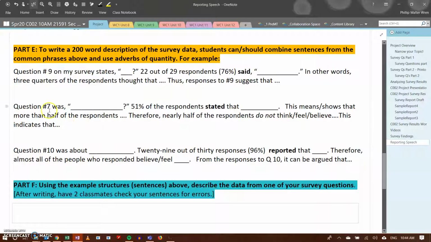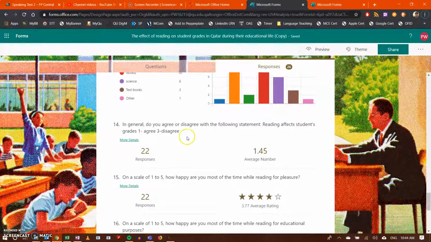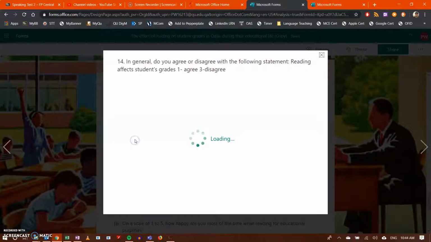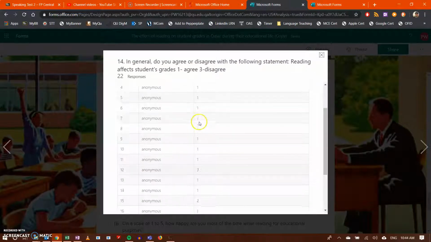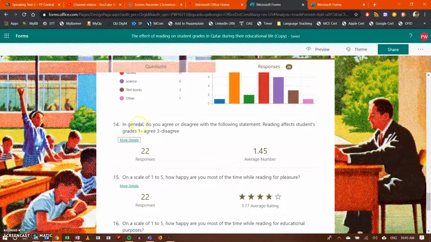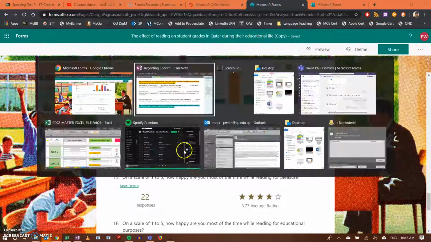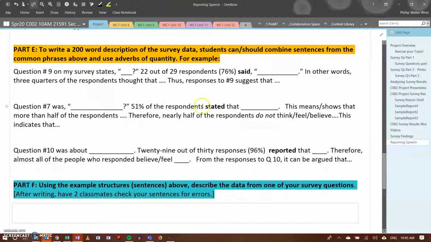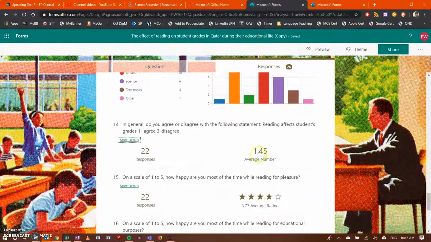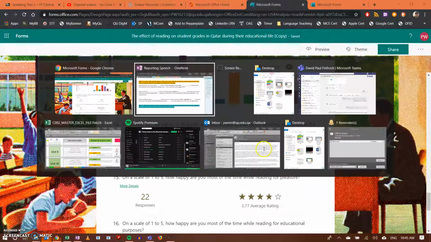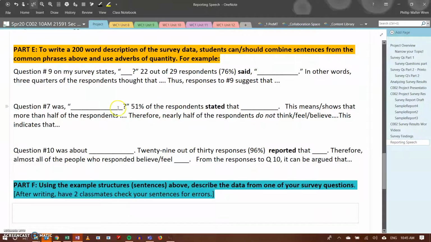Alright, let's look at number 14. Question number 14 was a ranking question which asked students to say whether they agree or disagree with the statement, reading affects students' grades. The average response, out of 22 responses, let's look at some more details, with 1 being agree and 3 disagree, was 1.45 out of 3, which is a bit surprising.